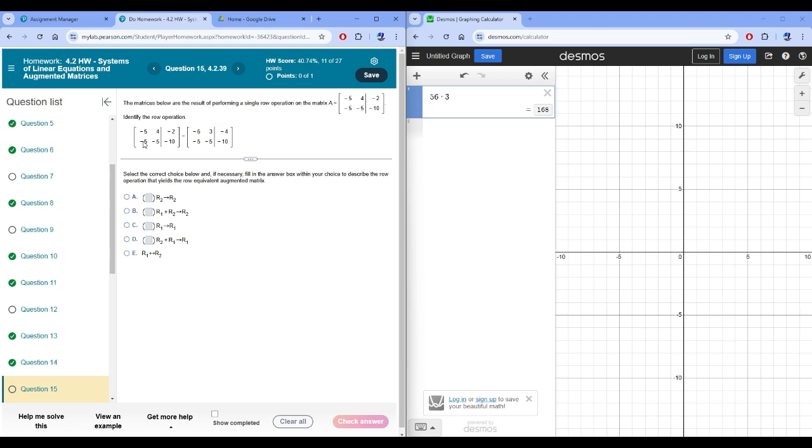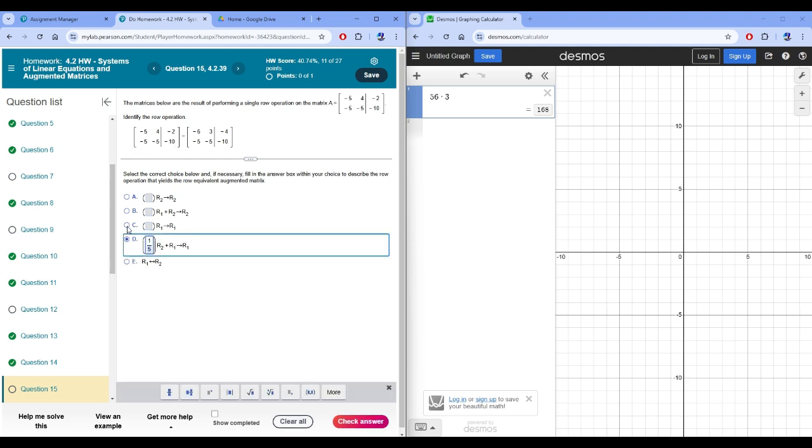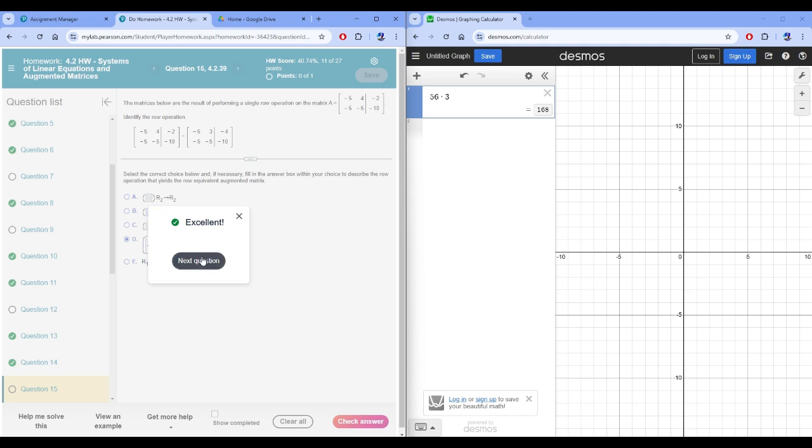What happened here? It looked like I took this and divided by 5. So then 1/5 of row 1. Yeah, 1/5 of row 2 plus row 1 gives me row 1.